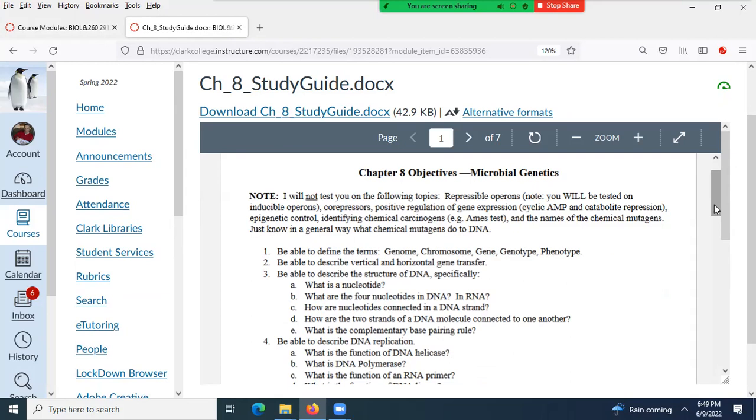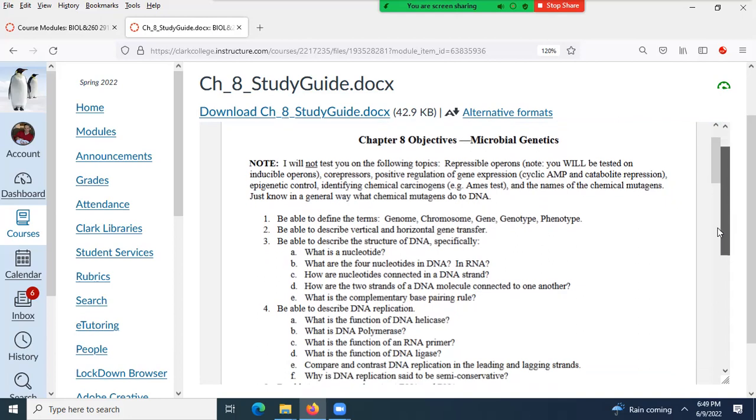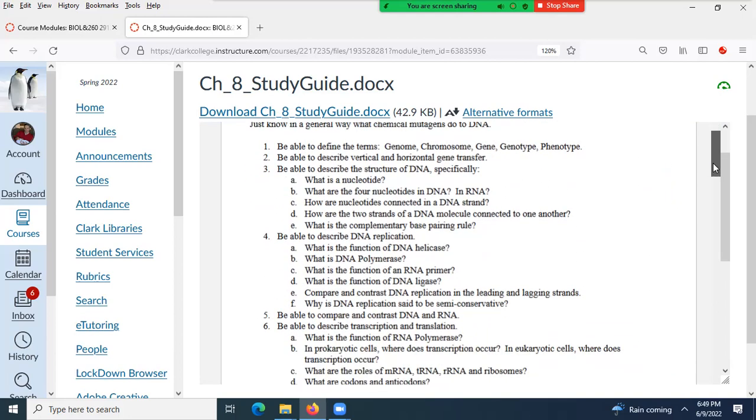All right, chapter 8, microbial genetics. Be able to define the terms genome, chromosome, gene, genotype, phenotype. Be able to describe vertical and horizontal gene transfer. So vertical gene transfer is the gene transferring from the parent cell to the offspring cell, or the parent to the offspring. Horizontal gene transfer is where a gene moves from one cell into another cell of the same generation. And there are 3 ways that horizontal gene transfer can happen in bacteria.